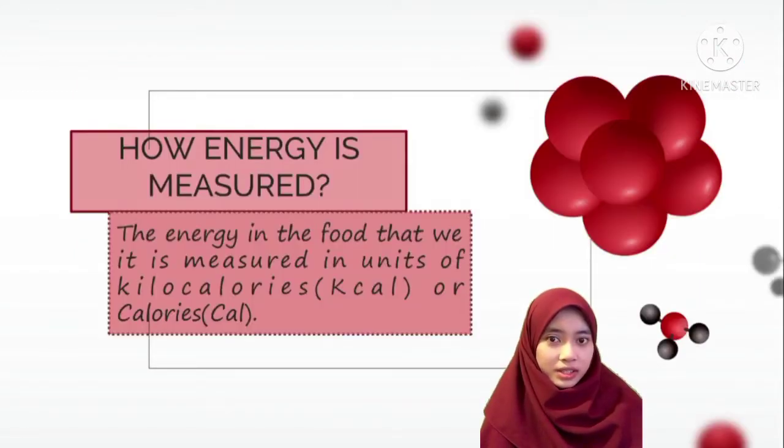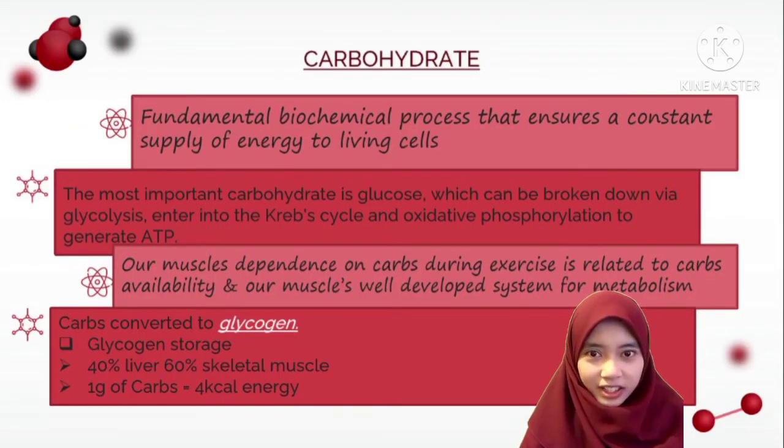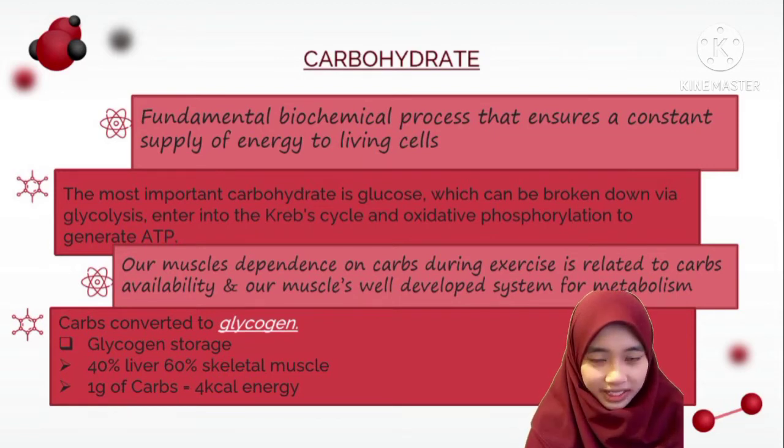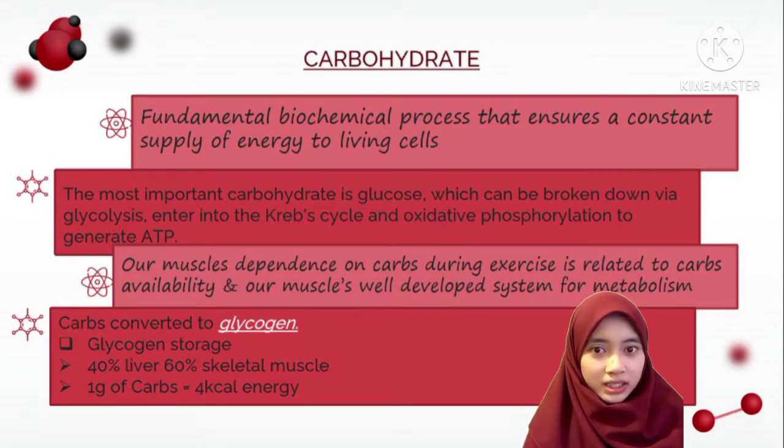How is energy measured? The energy in food that we eat is measured in units of kilocalories or calories. First of all, how energy is measured in carbohydrates. Carbohydrate metabolism is a fundamental biochemical process that ensures a constant supply of energy to living cells. The most important carbohydrate is glucose, which can be broken down via glycolysis, enter into the Krebs cycle and oxidative phosphorylation to generate the ATP.